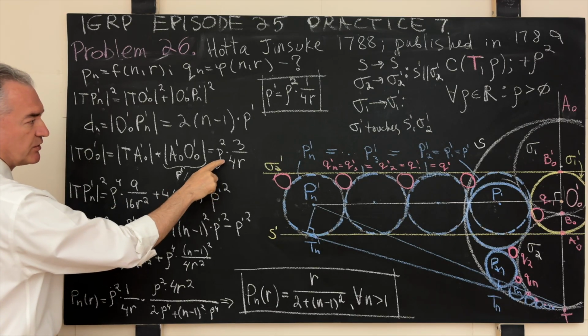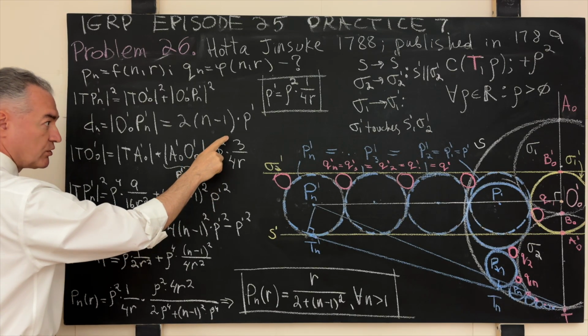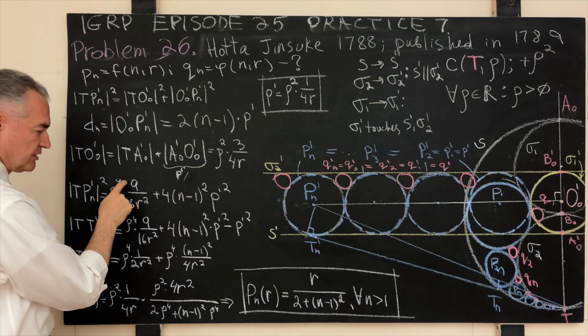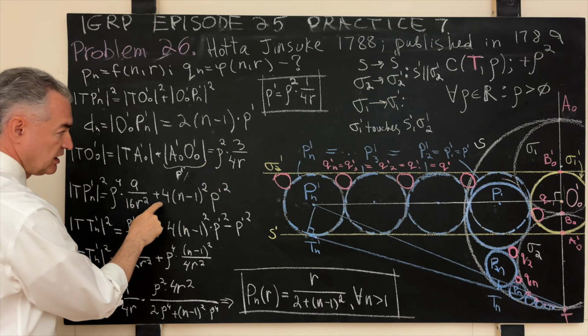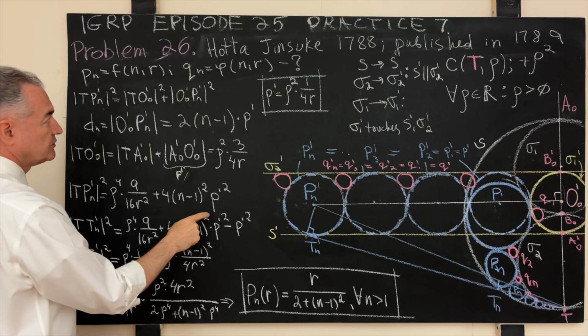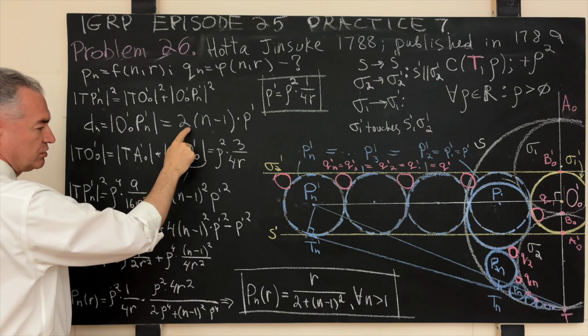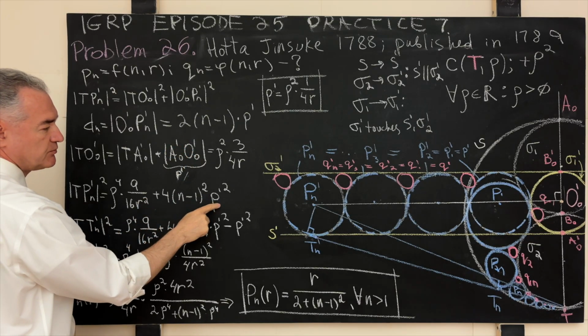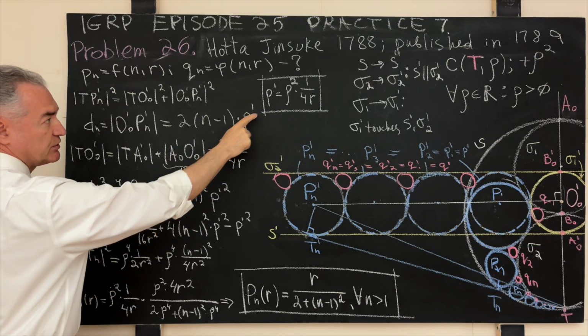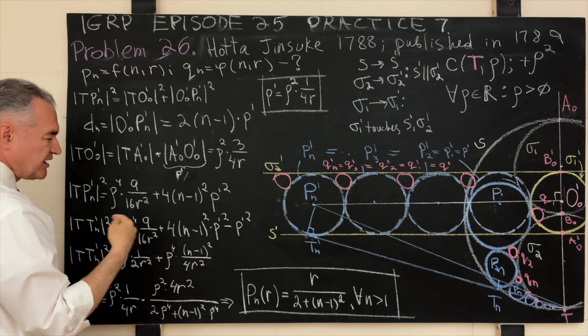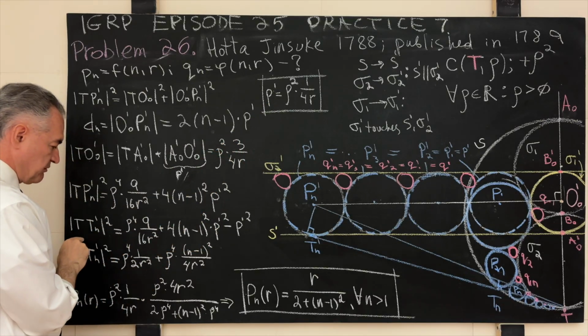When we square this guy, we get rho to the 4th power, 9/16 r squared, plus the square of this number right here. This is 4n minus 1 squared, p prime squared. This guy, p prime squared, and we know p prime. So it's not really complicated. It's just middle school arithmetic.